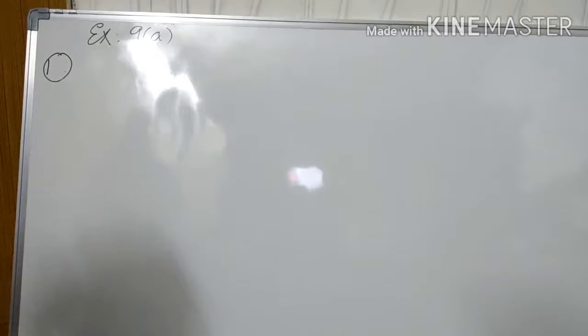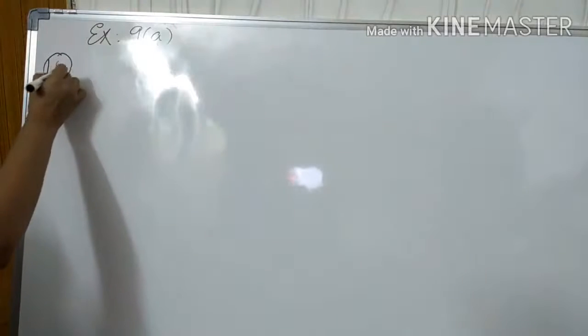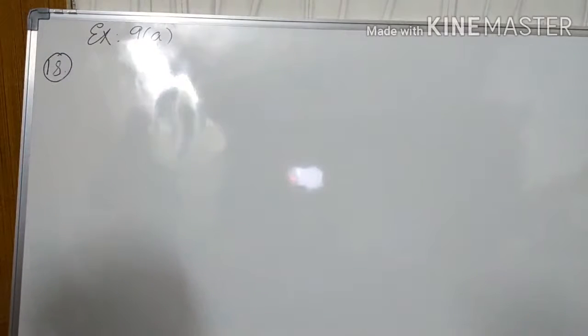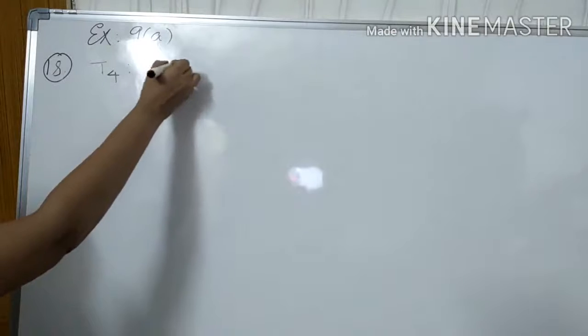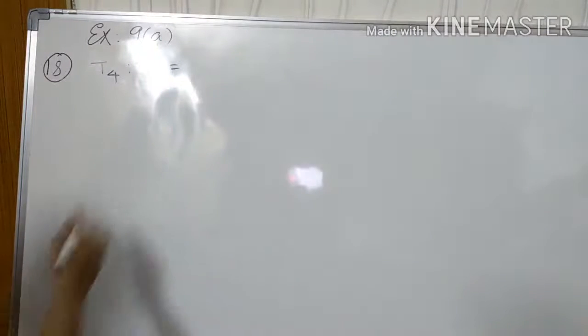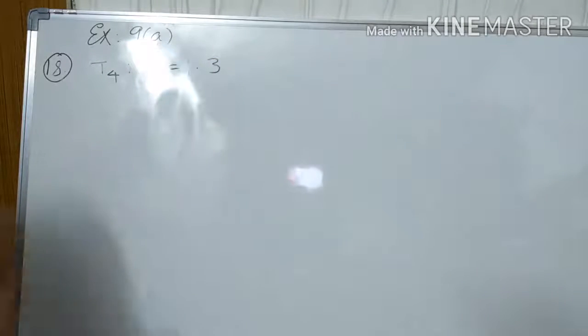Now let us start with question number 18. I am reading question number 18 first. Pay attention in your textbook. In an AP, the ratio of the fourth and ninth terms is 1:3. Find the ratio of the 12th term and 5th term. Here in the question we are given the ratio of term 4 and term 9. So I am writing T4 : T9 = 1:3. This is already given to us.